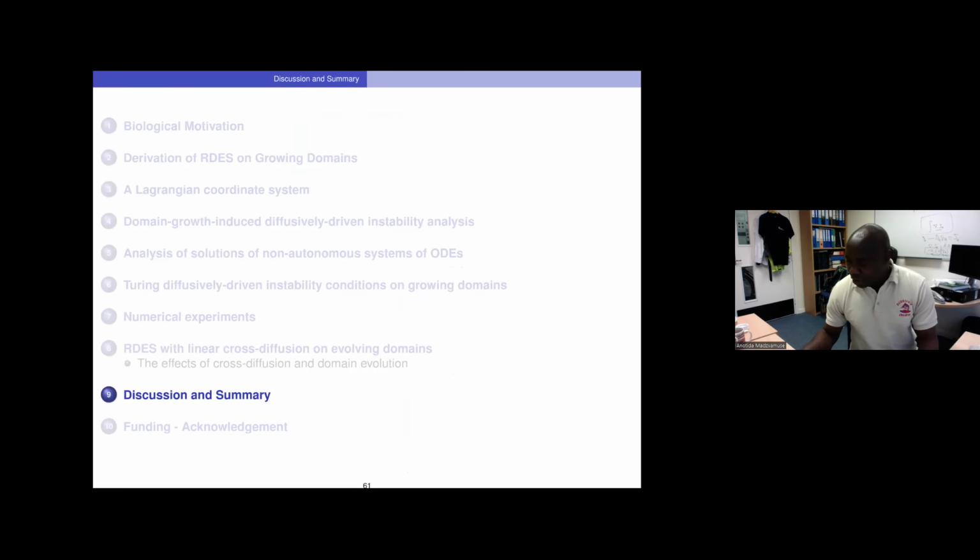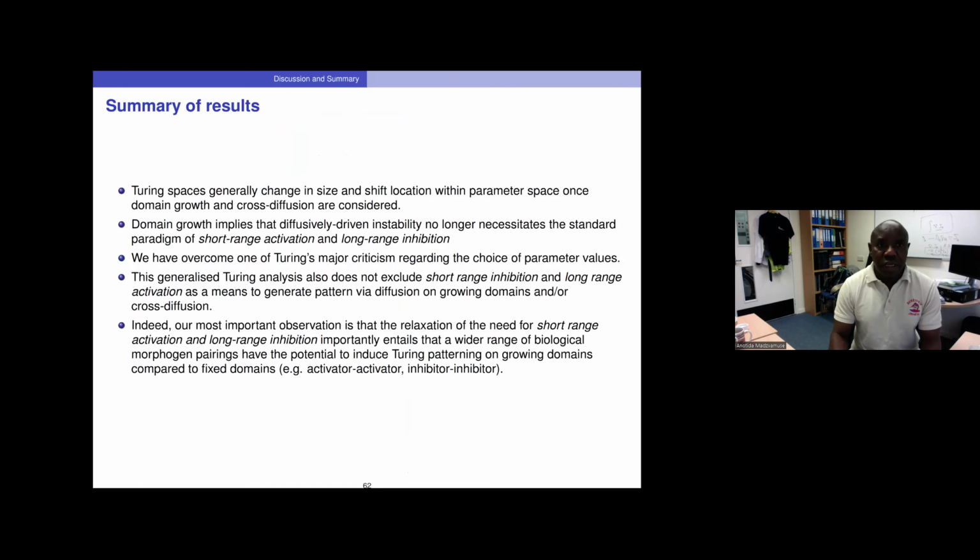And I think I am on time. Yes, just on time. I would like to summarize. So Turing spaces generally change, and this is important, in size and shift location within parameter space once you take into account domain growth and cross diffusion. Domain growth implies that we no longer really need this standard paradigm of short range activation, long range inhibition.